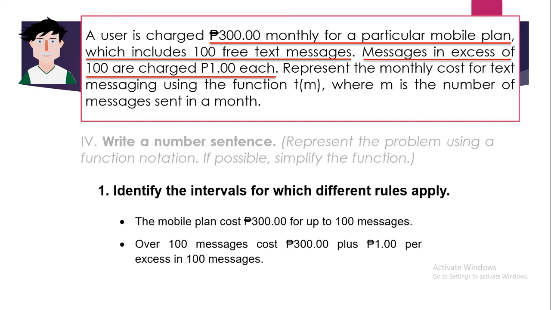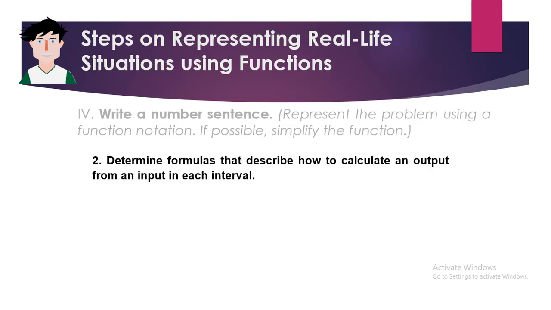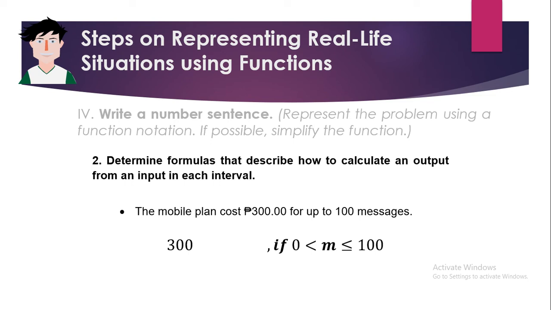So the second sub-step, determine formulas that describe how to calculate an output from an input in each interval. The first interval, the mobile plan costs 300 pesos for up to 100 messages. So the formula is 300 if m, which represents the number of messages, is greater than 0 but less than or equal to 100. So that will be your formula in the first interval.